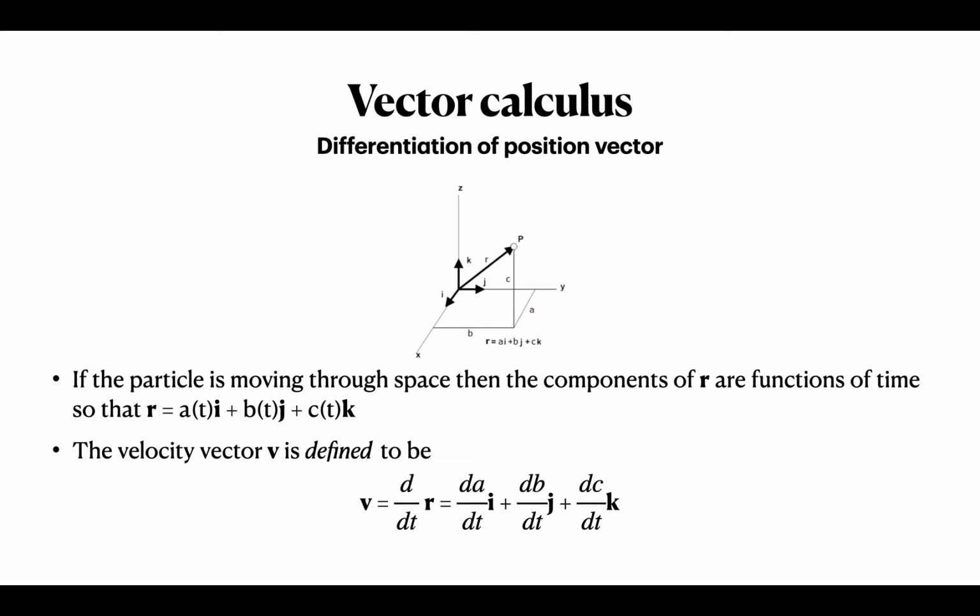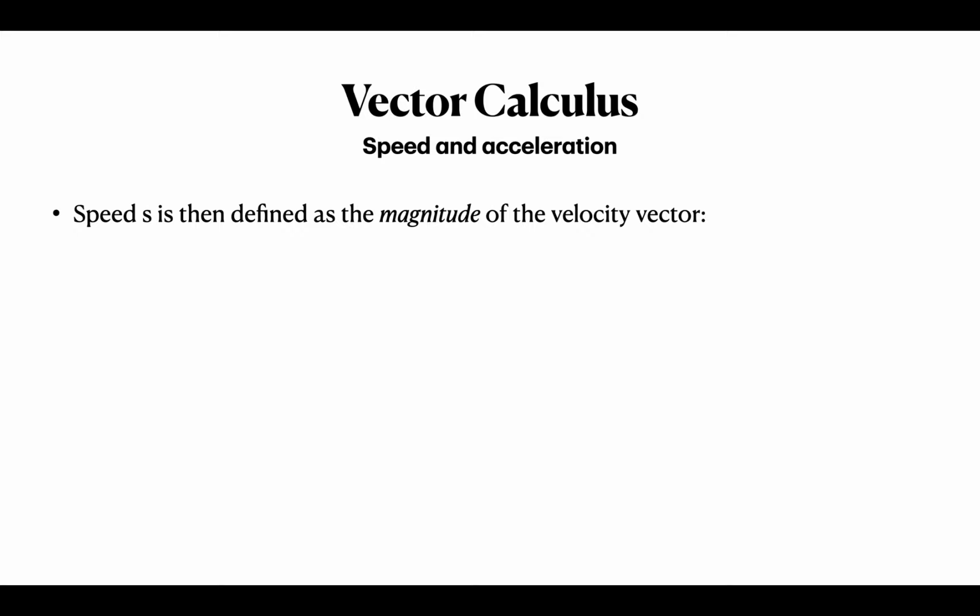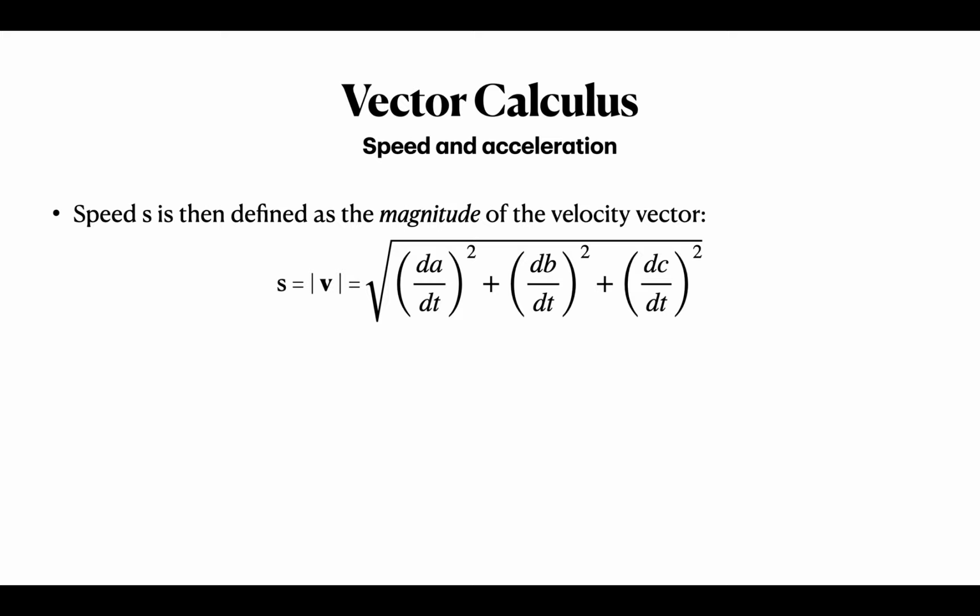Now, guys, in an exam situation, I'll do an example in a second. That's all you're doing. You differentiate each of the components with respect to time. Now, to get the speed, the speed is the magnitude of the velocity vector. And how do you get the magnitude of the vector? It's the square root of the first component squared plus the second component squared plus the third component squared, by definition. So this makes a lot more sense to me.